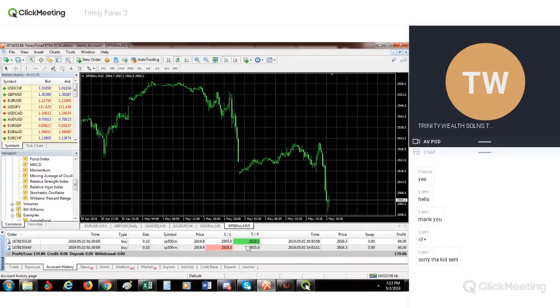Our first TP was at 38.8, and it was hit. When it is green, it tells you it was closed by a take profit being hit, all right? And we got a profit of 94 rands.